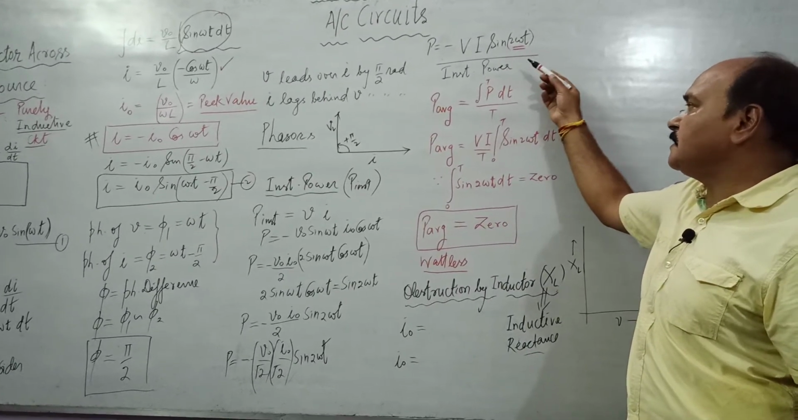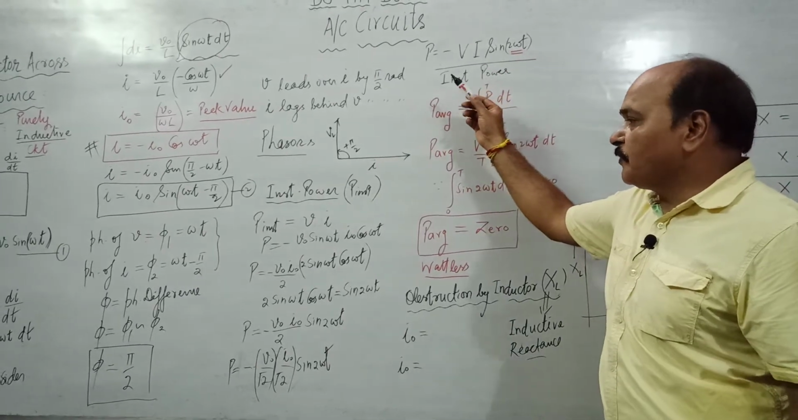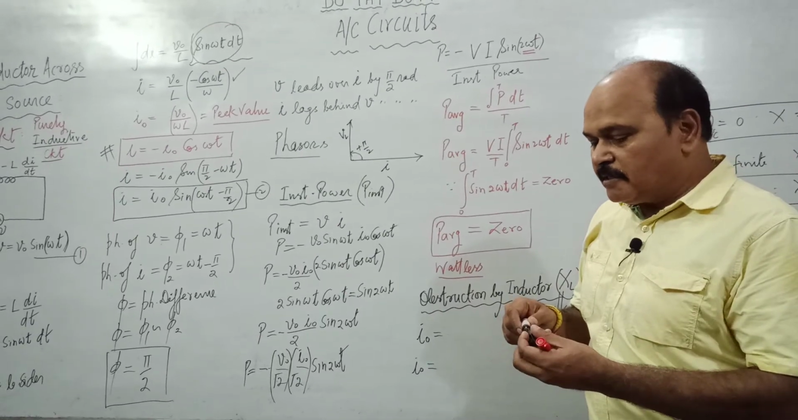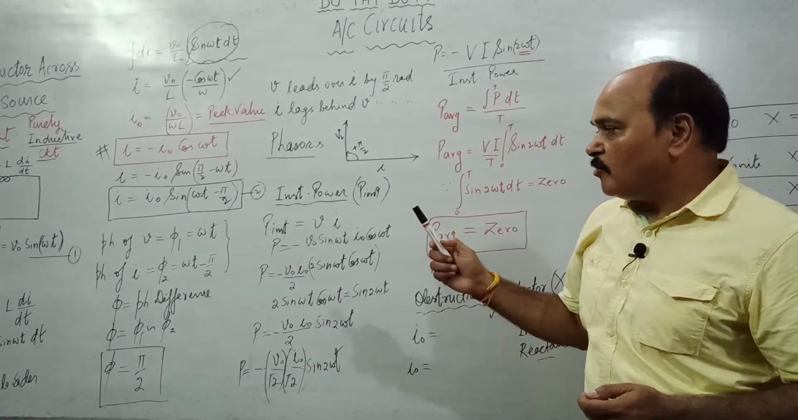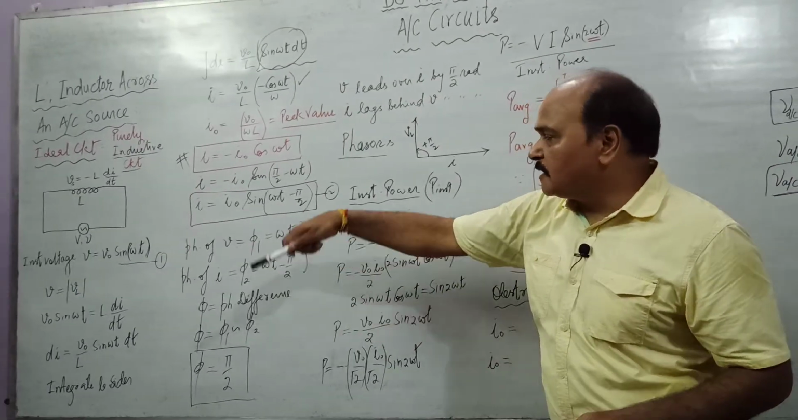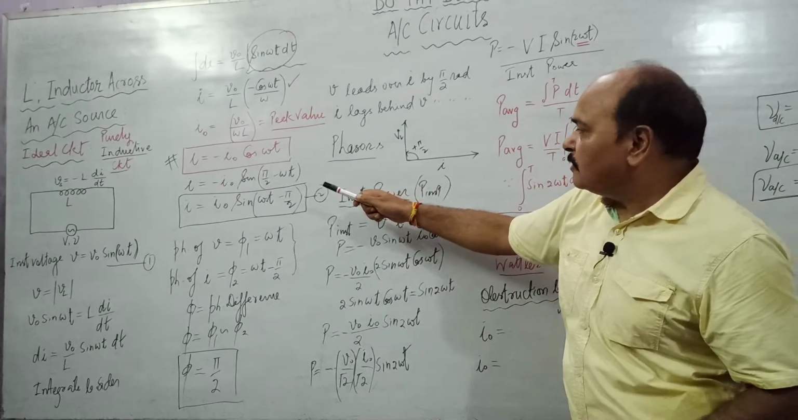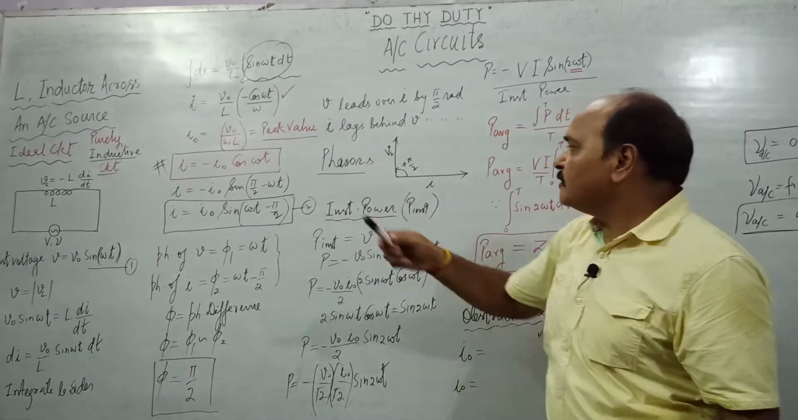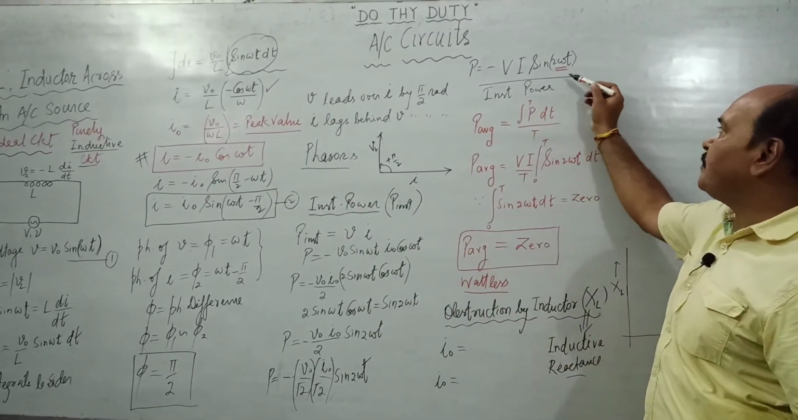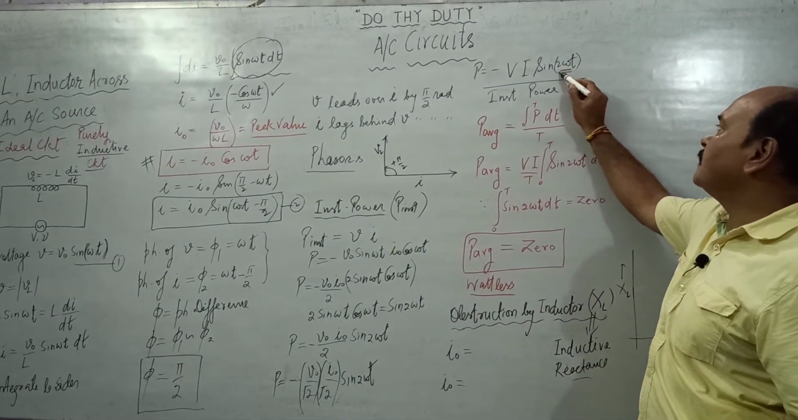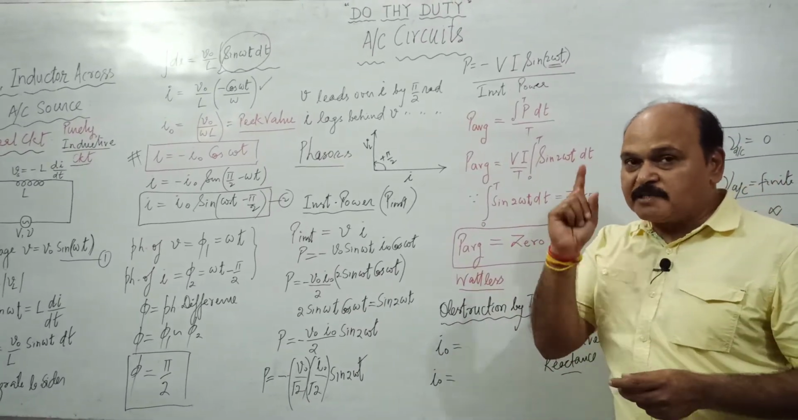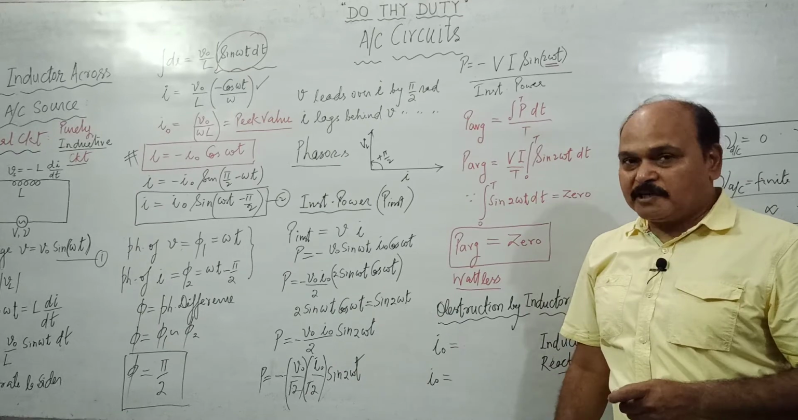As usual, you can see the frequency of voltage is what? The angular frequency of instantaneous voltage is omega. The frequency of alternating current across the inductor is omega. But the frequency of power is what? 2 omega. That means the frequency at which the power varies is twice the frequency of current and voltage.